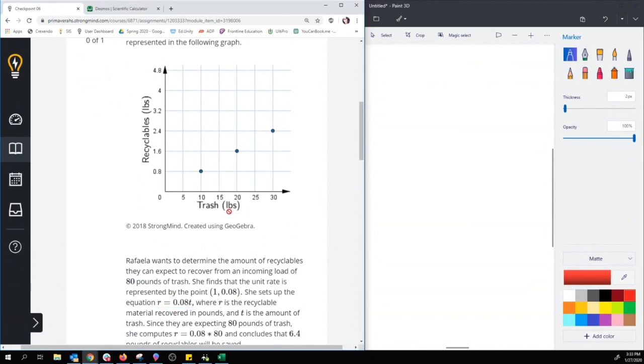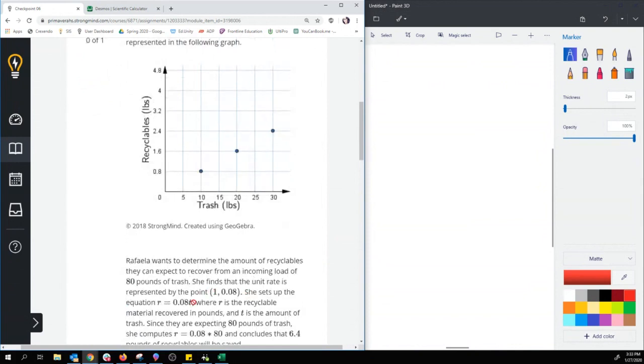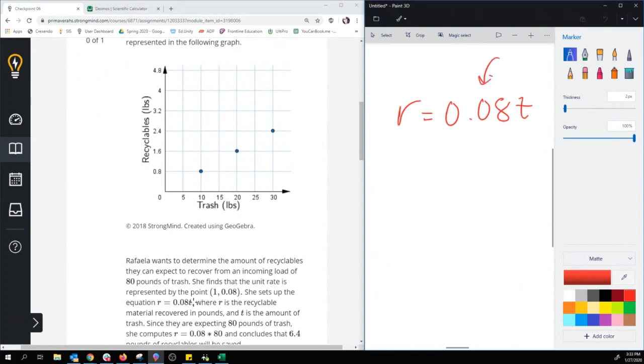Okay. So let's check this equation first because this is another one that asks us if she correctly computed. So when we're checking this equation for R equals 0.08 T, we're checking to see if this unit rate here is correct. So if I look at this point on the graph here, my X is 10, right? If I follow this point straight down, it's 10. And what is my Y? When I take this point and follow it all the way to my Y axis, what's my Y value? 0.8, right?